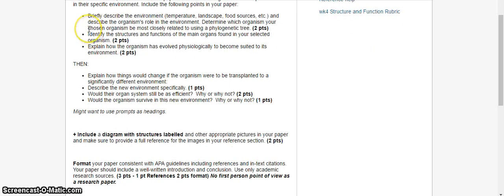Okay, so you're going to briefly describe the environment and describe the organism's role in the environment. Determine which organism your chosen organism is most closely related to using a phylogenetic tree, so who it's closely related to. Identify the structures and functions of the main organs found in your organism, and explain how the organism has evolved physiologically to become suited to your environment. I'm going to talk more about this when we do the rubric.